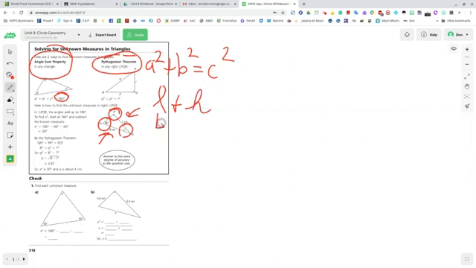Obviously, there are two legs on here, and they are the shorter sides of a triangle. And this, the hypotenuse, is the longer side. Right? The hypotenuse refers to the c squared. So a squared plus b squared equals c squared.